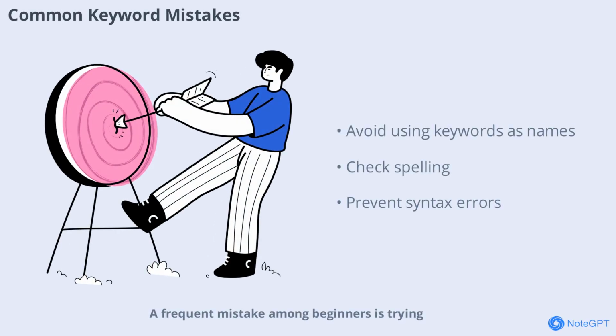A frequent mistake among beginners is trying to use keywords as variable or function names. This leads to syntax errors and can be frustrating to debug. Another common error is misspelling keywords, which the compiler won't recognize. Being aware of these pitfalls can save you time and help you write cleaner code. Always double-check your spelling and avoid using reserved words as identifiers.